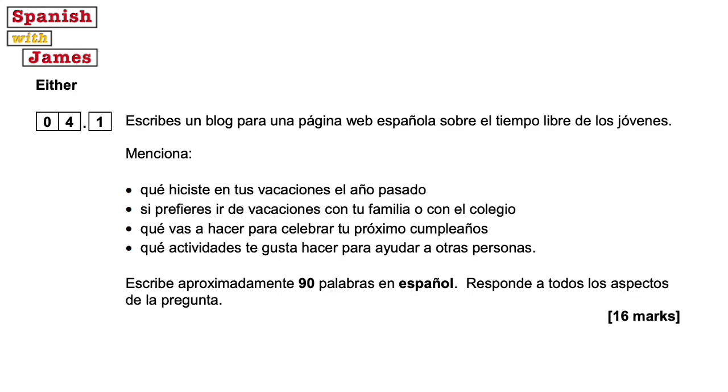So to make this make a bit more sense, we're going to look at an actual exam question. Now this is from a foundation exam paper, so that's why it says 4.1, but this in the higher tier paper would be exactly the same question, it would just be called 1.1.